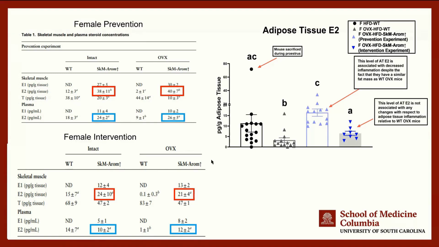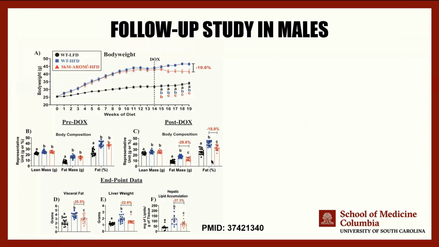So to go further into this point, we did a follow-up study in males. And so again, we did an intervention experiment, gave doxycycline to overexpress aromatase in skeletal muscle. And surprisingly, or maybe not surprisingly, what we found is a reduction in body weight, improved body composition, decreased fat mass, decreased visceral fat, liver weight, and hepatic lipid accumulation. And if you look at this, it's actually a handout that you have access to, we show reduced adipose tissue inflammation and improved glucose metabolism.